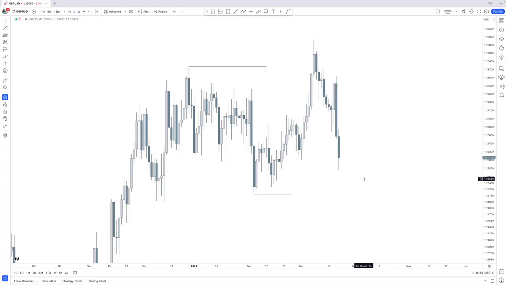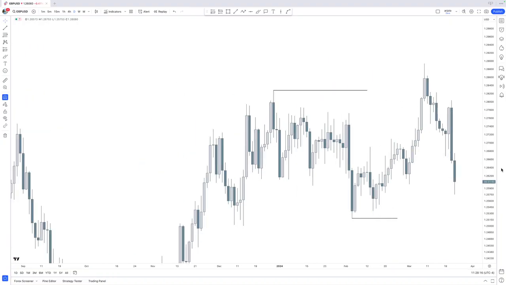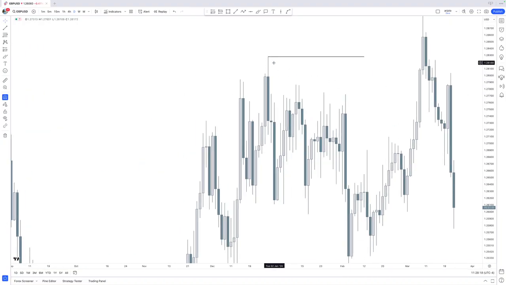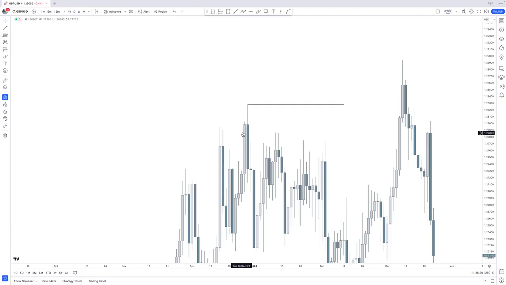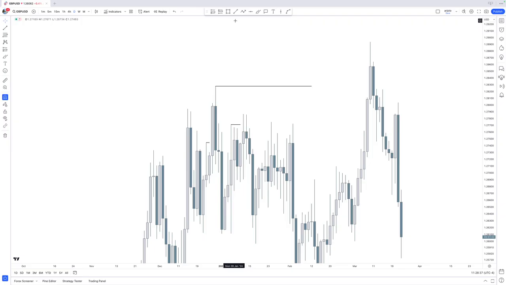The only difference is right here that an intermediate term high is this swing high right there with a lower swing high to the left of it. So, for example, right there. And a lower swing high to the right of it as well. So, sitting right there. That creates this intermediate term high right there.